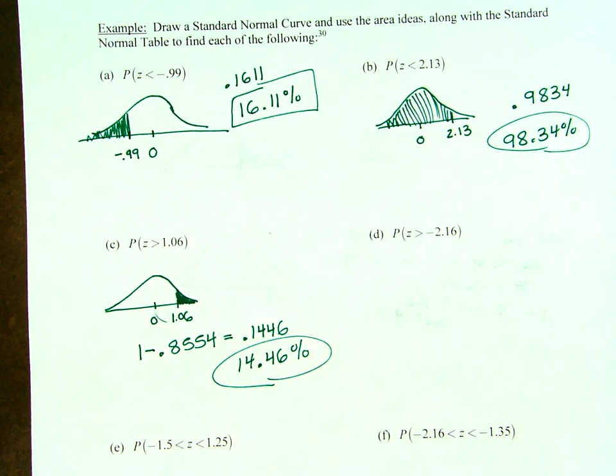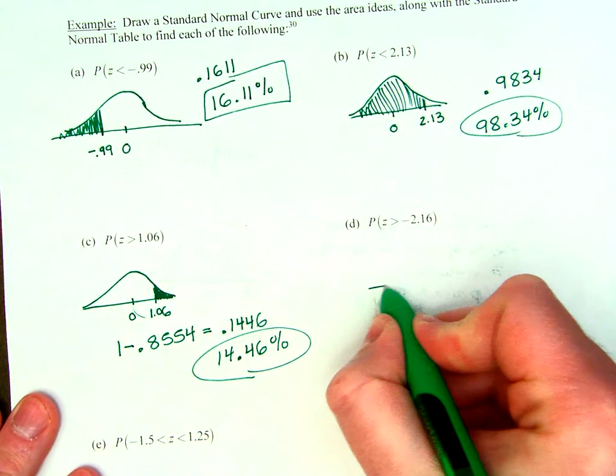I've got to see that subtraction problem. I've got to see you're subtracting what was in the table from 1. You go try letter D. Sketch your normal distribution.